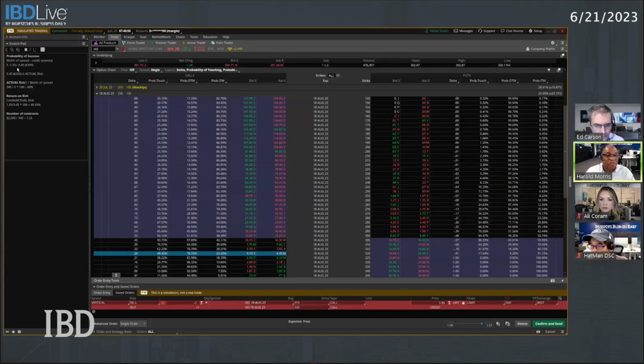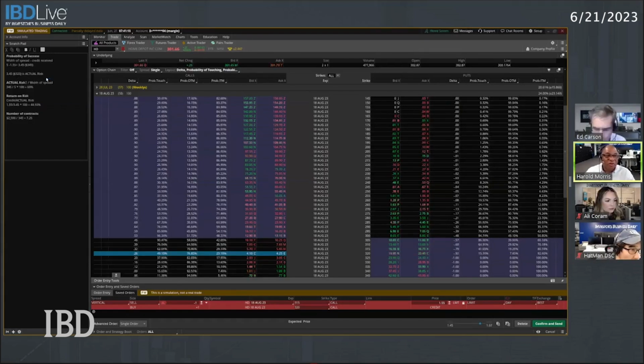Subtract the credit received of $1.55, and that's going to give us a risk of about $3.45, or in option terms, $345. We always multiply by 100 when you're talking about options. So that $345, that's our actual risk.